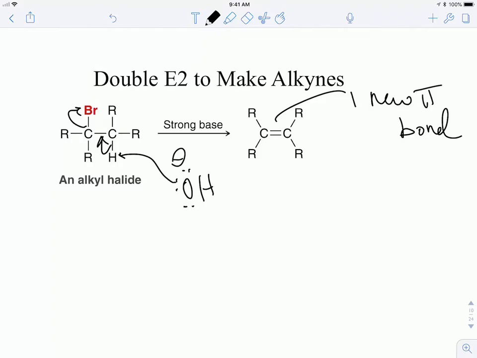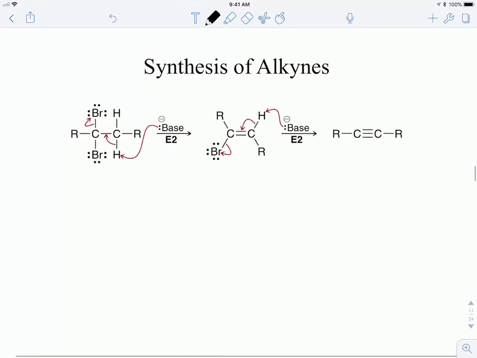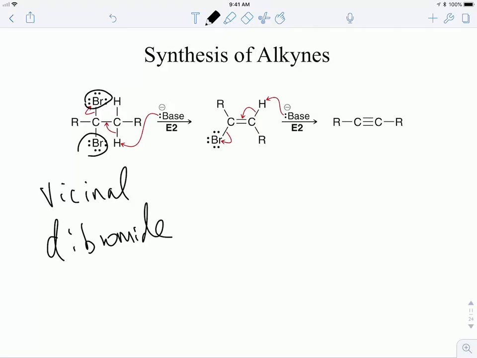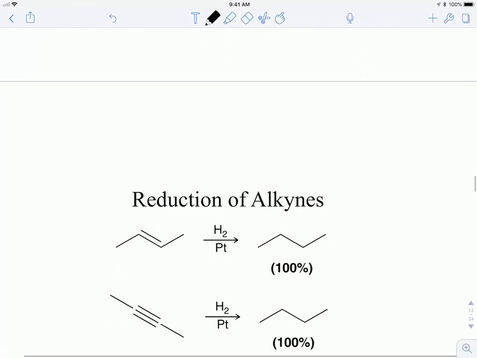So if we want to make an alkyne, what we're going to do is 2 E2 reactions. So what we need is 2 leaving groups. We have 2 bromides on this molecule, and since they're on the same carbon, we're going to call this a vicinal dibromide. So if we react a vicinal dibromide with a strong base like sodium hydroxide, sodium methoxide, sodium ethoxide, 1 E2 reaction occurs to make an alkene. Second E2 reaction happens to make the alkyne. The mechanism is the same as the E2 reaction that we've seen in the past.